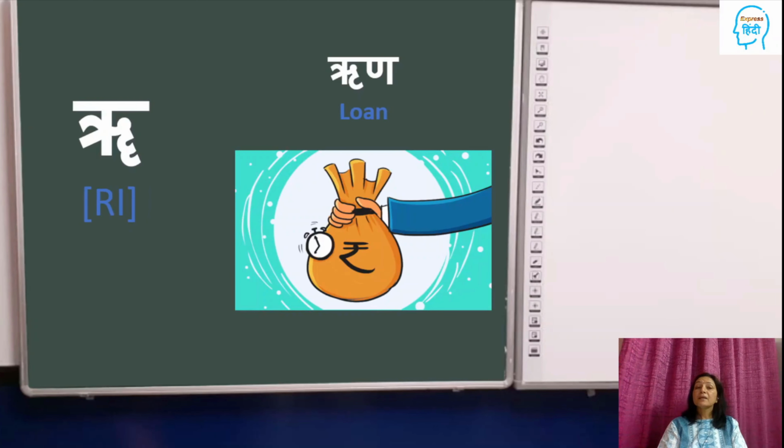This is Ri. What is this? How will we pronounce it? Ri. An example is Rid. And it is called loan in English. Loan. And how will we pronounce it? Ri. Come to the next one.